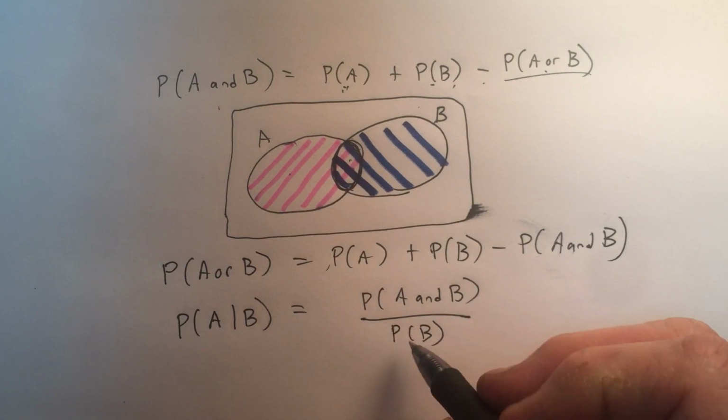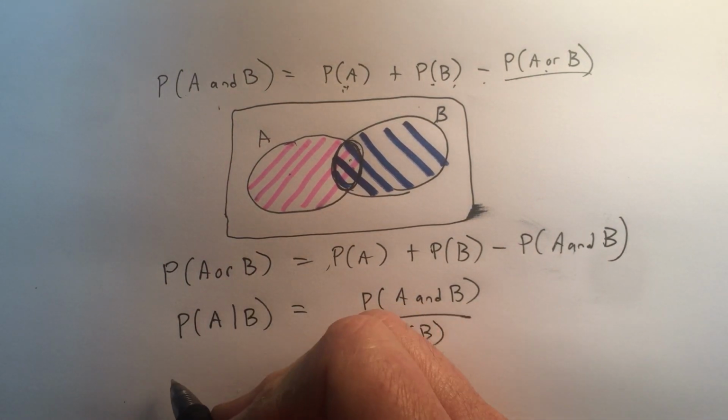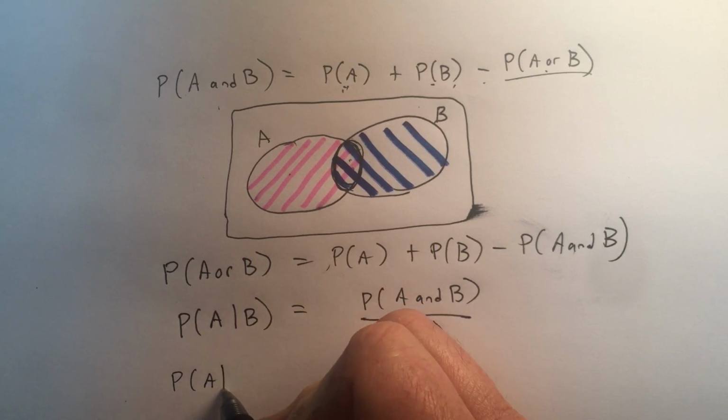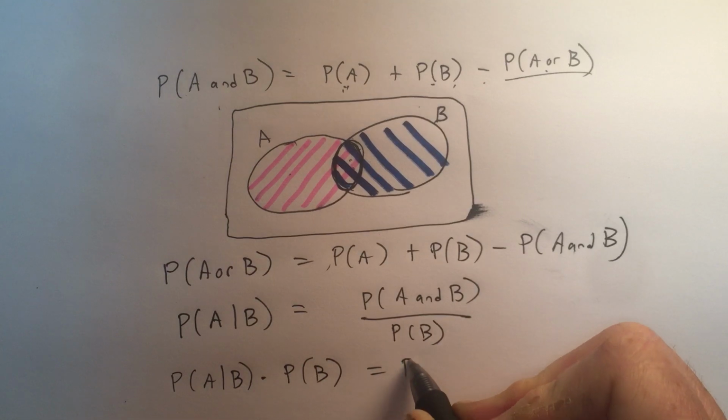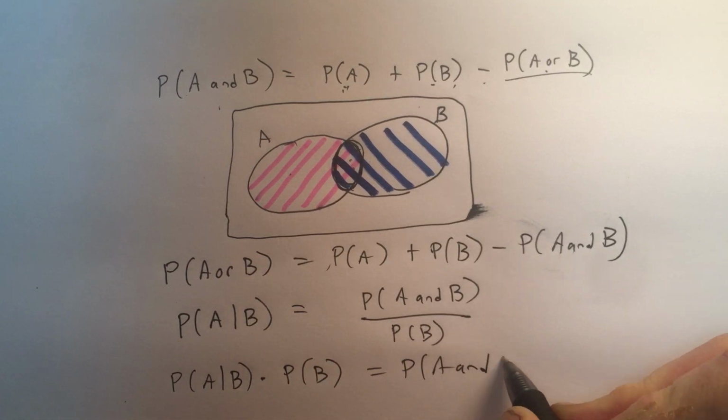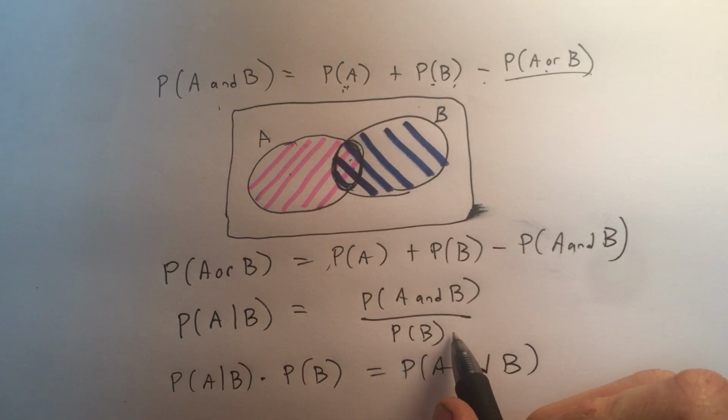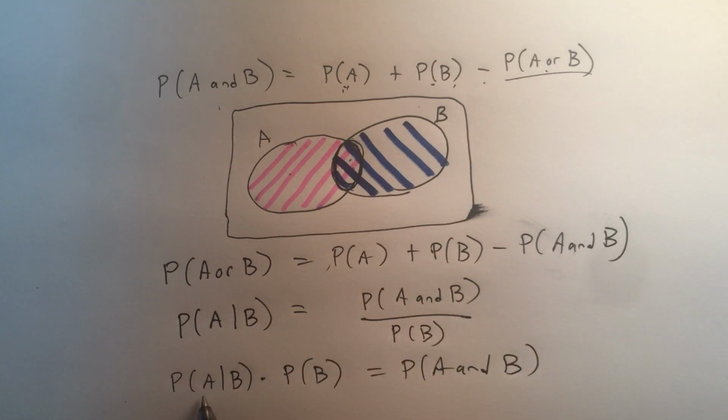And of course, you can change this around. You can multiply both sides by the probability of B, which would give you this. If I multiply both sides by the probability of B, I would have the probability of A given B times the probability of B equals the probability of A and B. So you could do it either way.